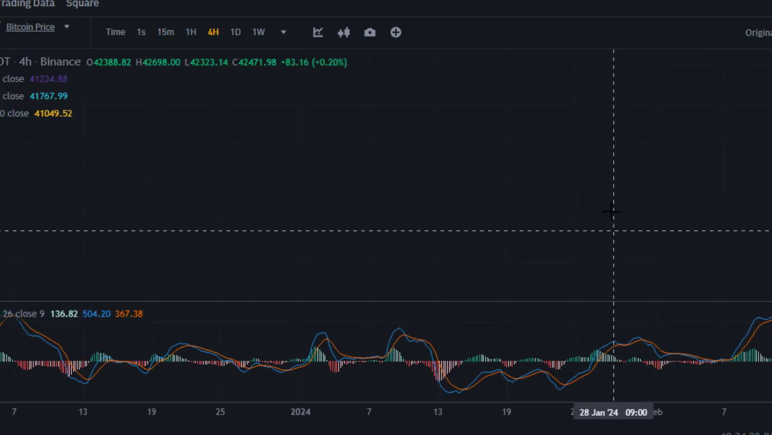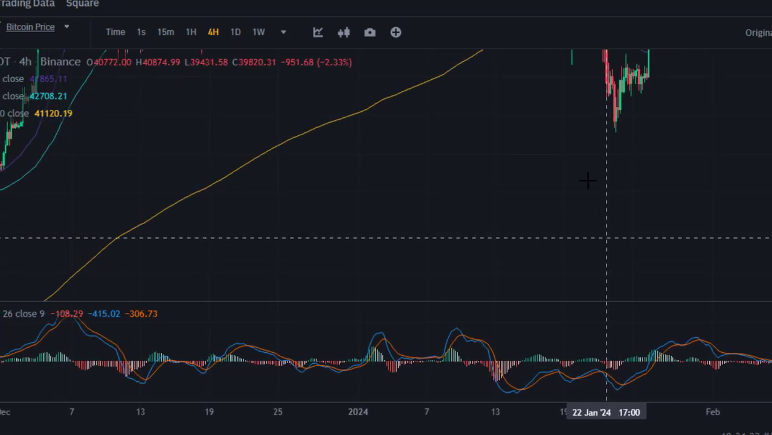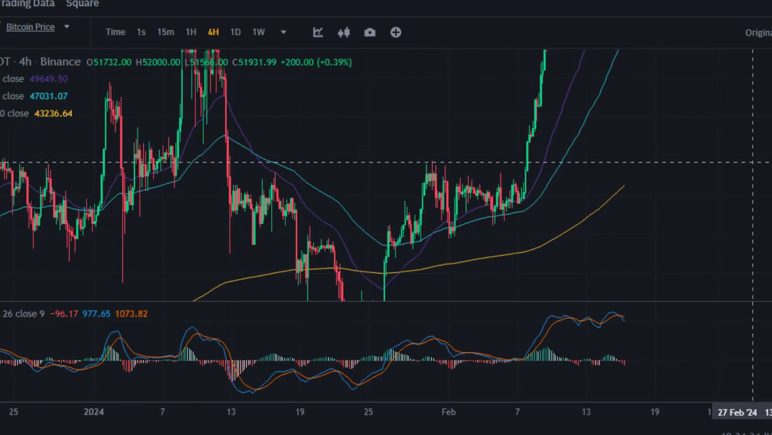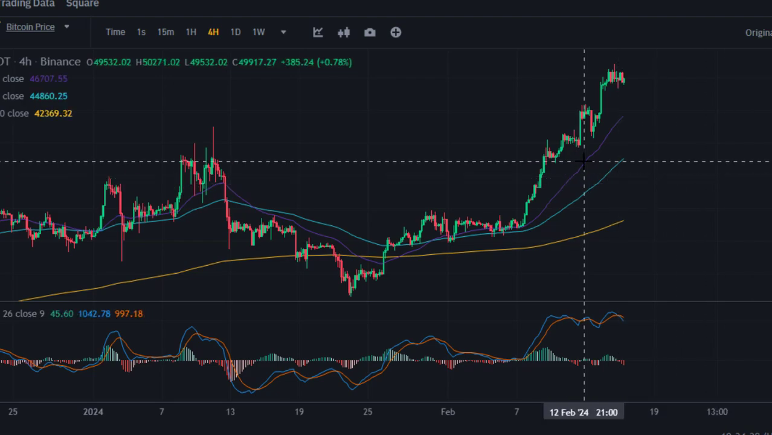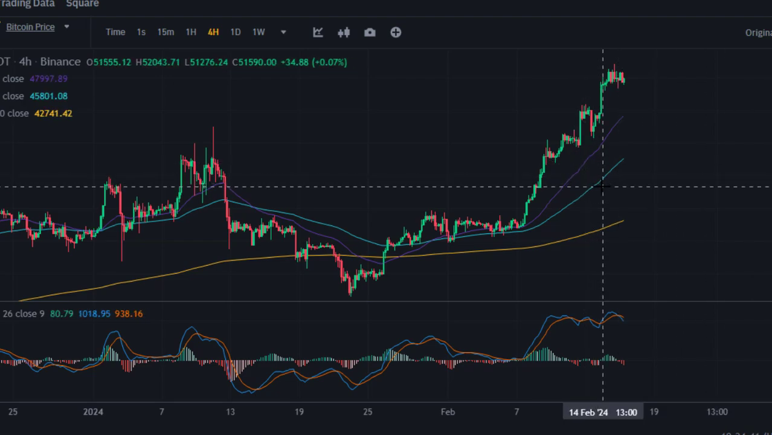Now the second thing you need to note on this strategy to use it very well is for you to take note of where the market is and the position of the 21-day moving average and the 50-day moving average.